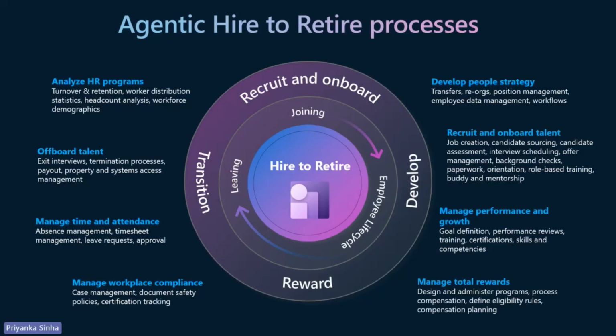Now, when we come to the reward stage, here organizations manage total rewards, including compensation planning, benefits administration, and employee engagement programs. So here in this case, agents enable them to design and administer these programs more efficiently, ensuring that the employees are fairly compensated and engaged. By analyzing this data, AI helps to identify trends and make informed decisions about our reward strategies.